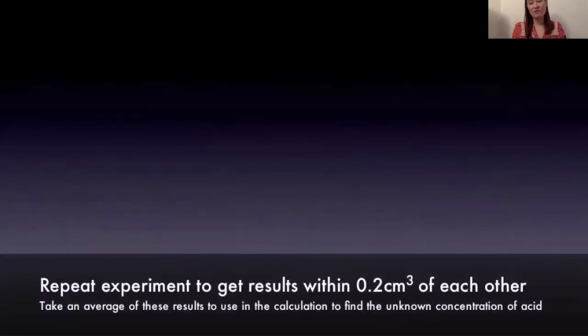Good. And then if you were to do this in lab, we would always repeat the experiments to make sure that we're getting results that are within 0.2 milliliters of each other. The idea behind the titration is that we're reacting the acid and the base, and the indicator changes color right when we're transitioning from an acidic pH to a basic pH. So essentially the indicator changes color right when we've added just enough base to neutralize the acid.